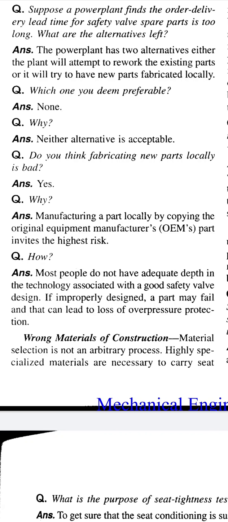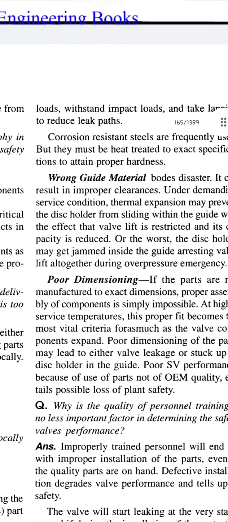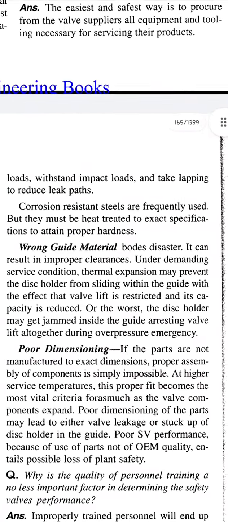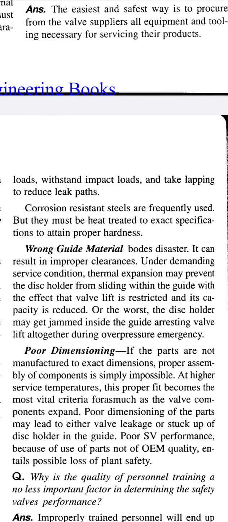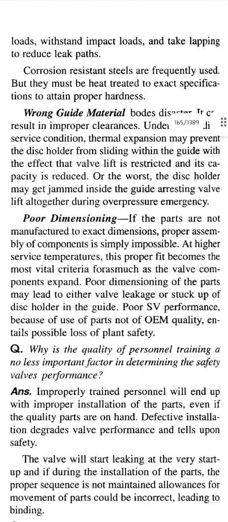Wrong materials of construction. Material selection is not an arbitrary process. Highly specialized materials are necessary to carry seat loads, withstand impact loads, and take lapping to reduce leak paths. Corrosion resistant steels are frequently used, but they must be heat treated to exact specifications to attain proper hardness.